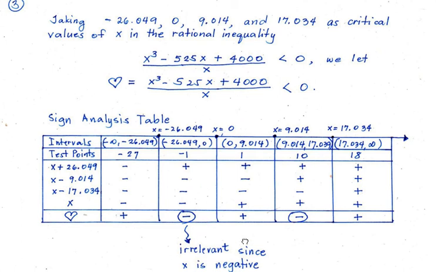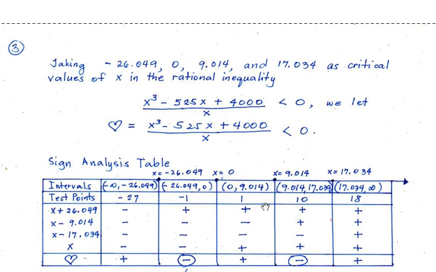So here, for x equals 1, we have 1 plus 26, so it's positive. Then 1 minus 9 point something, it's negative. Then 1 minus 17 point something, it's negative. Then 1 is equal to 1, then it's positive. So we have 2 negatives, that is positive, and 2 positives is positive. So we have a positive answer in the final row, the heart row, here in our rational inequality.